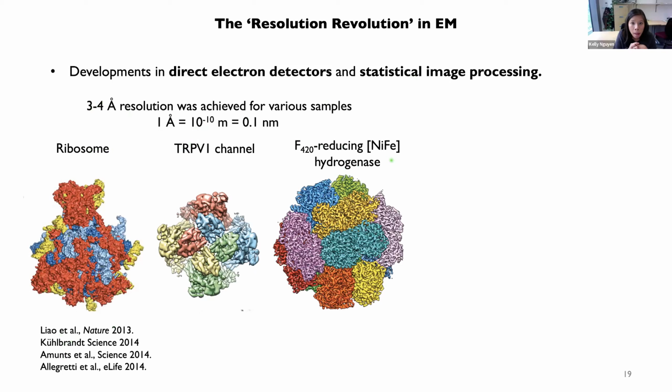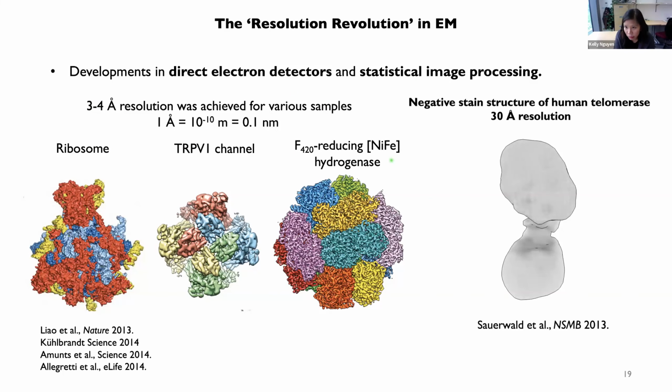It's extremely powerful. But at the same time, this is what we can achieve with the ribosome, membrane proteins or hydrogenase. The same year, we also had a structure of human telomerase, but this was still in negative stain. The structures you can see here give us a first glimpse into how things are organized. But as you can see, compared to these, we are at 30 angstrom resolution. So there's a big gap between what we could do in the EM field and what we have for the telomerase field. And this is where I'm going to tell you a little bit about how we got there and where we are now.